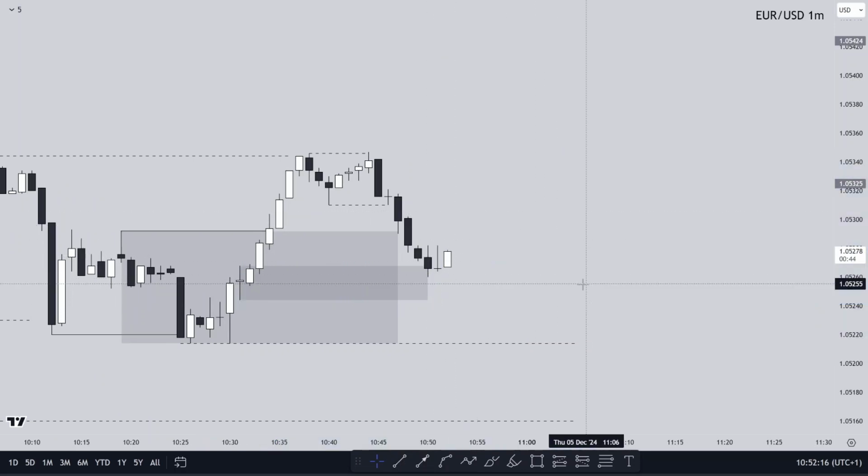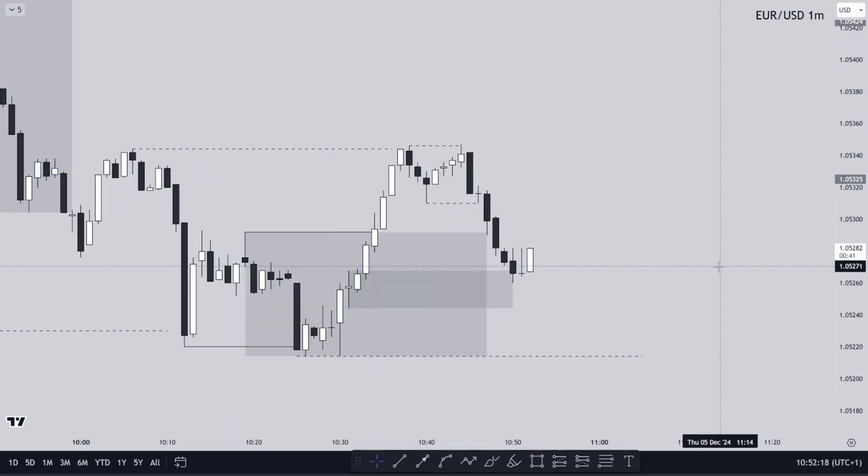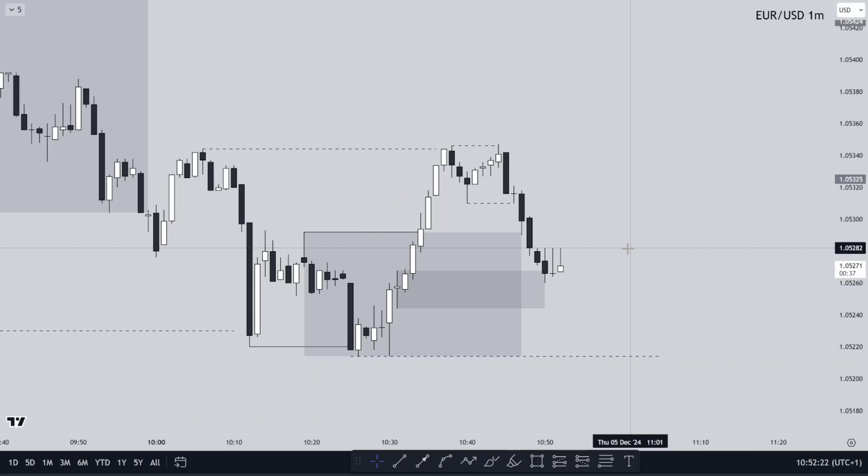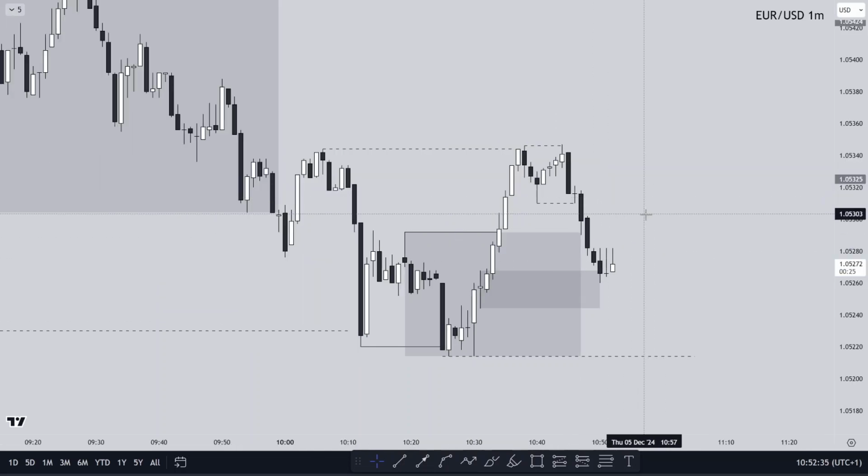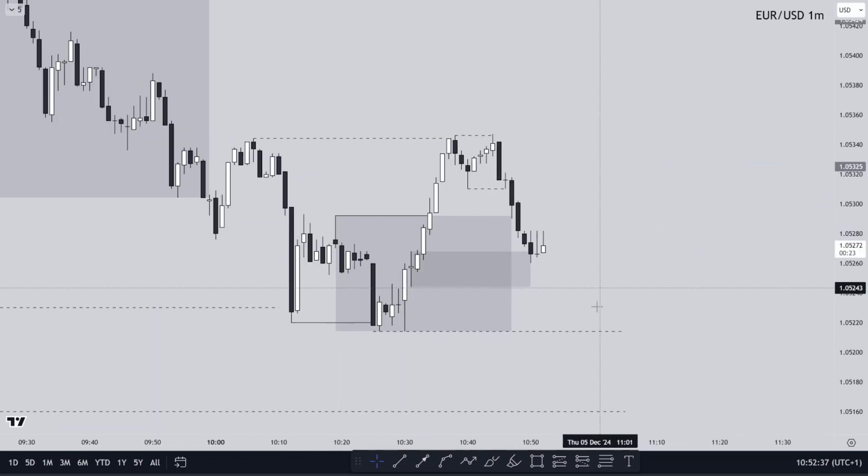So let me clear this drawing. I think you understood already my process, this trading setup, and as you can see, there is no strength, no reason to go to the upside, so this will be the next point where I'll see the price.